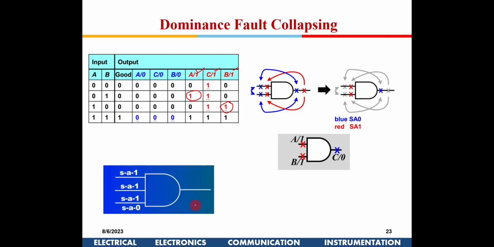Why do we need the last stuck at 0 fault? The last one, SA0. For a 3 input AND gate, the first 3 stuck at 1 and the last stuck at 0, why do we need it? It should be at the output. That's it. It can be anywhere. It can be here, here, here, or here. Understood, 1 stuck at 0.